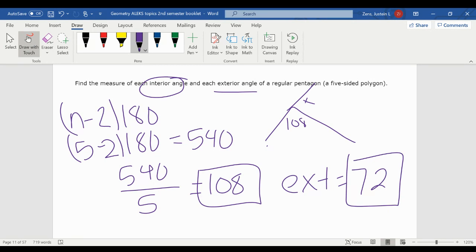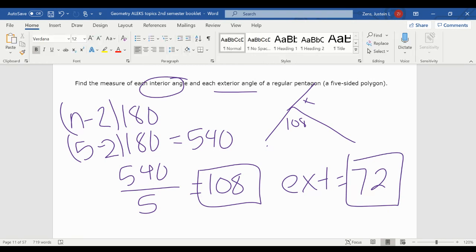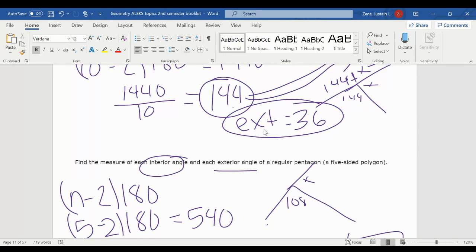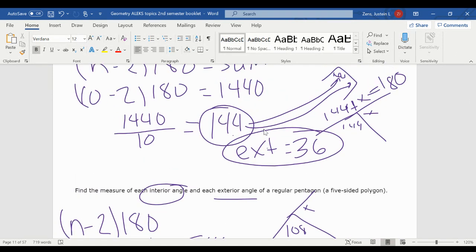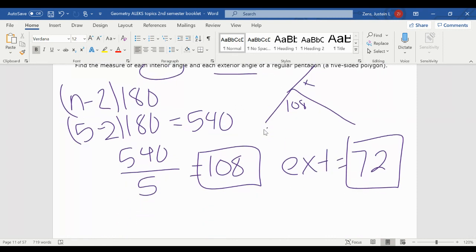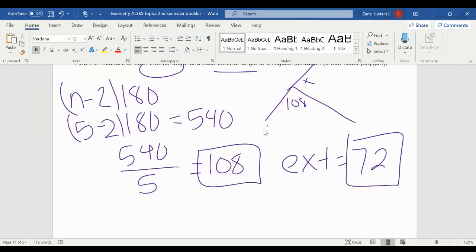Notice these two numbers will always add to be 180, just like above. 144 plus 36 is 180. Okay, that is our fourth topic.